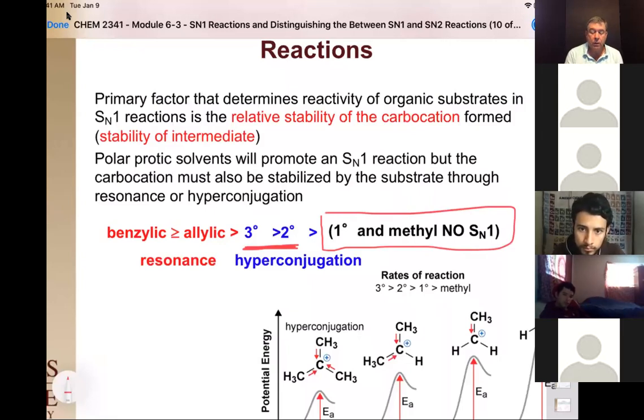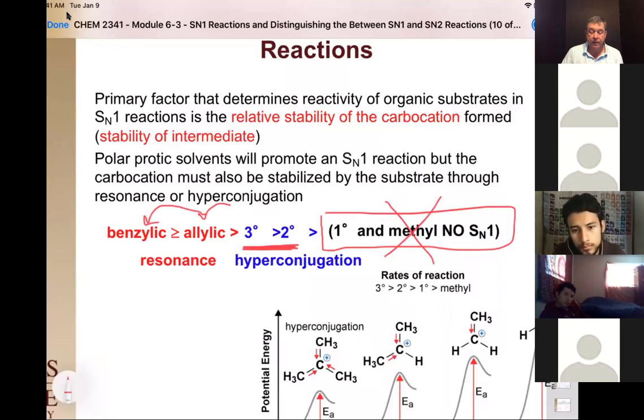So whenever we have a methyl halide or a primary, we tend to not use any kind of SN1 reaction because it just doesn't work very well. Now, if we have our secondary and tertiary substrates, that means they are going to work because of that stabilization. However, if we have resonance helping us out, these are even going to be faster.